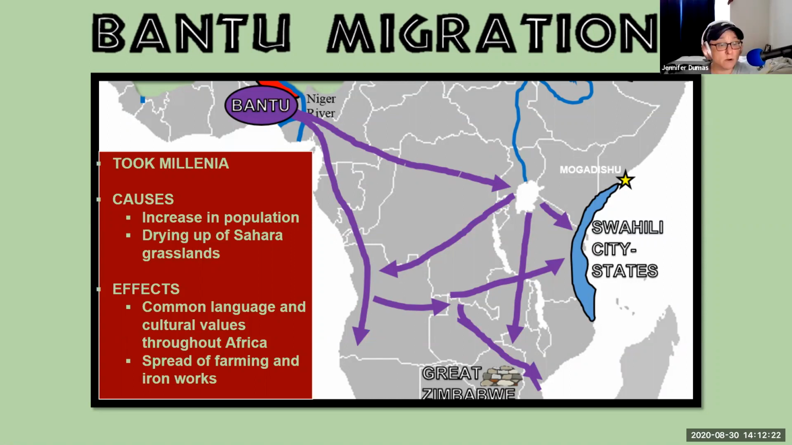Also, as the Bantu moved, they brought their cultural values with them. So most of sub-Saharan Africa has common cultural values as a result of Bantu migration. And as well, the Bantu spread their knowledge of farming and ironworks, which means whatever regions they spread to where they could farm. In almost all regions, they spread the iron making capability, which is huge for the development of African culture. So the Bantu migrate. It leads to all these commonalities, probably the most important of which are those common cultural values.